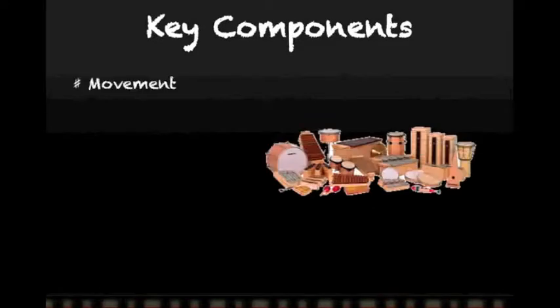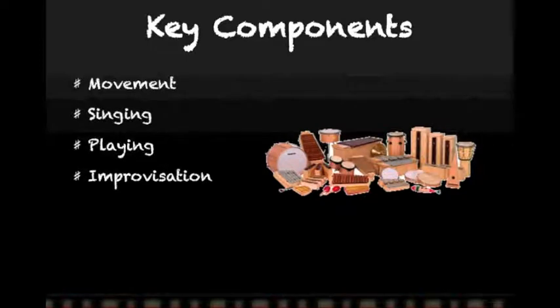The key components of Orff are movement, singing, playing, and improvisation. Movement is where active music making comes into play. The movements are simple, and they help children learn spatial awareness between themselves and others. Singing includes simple little songs, often with accompanying games, that provide a basis for strengthening the ability to sing and developing the sense of tonal relationships.